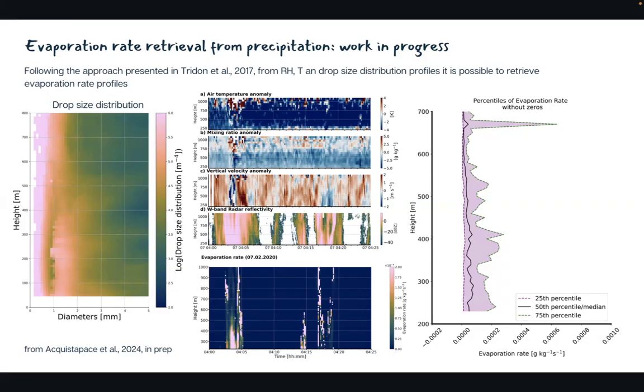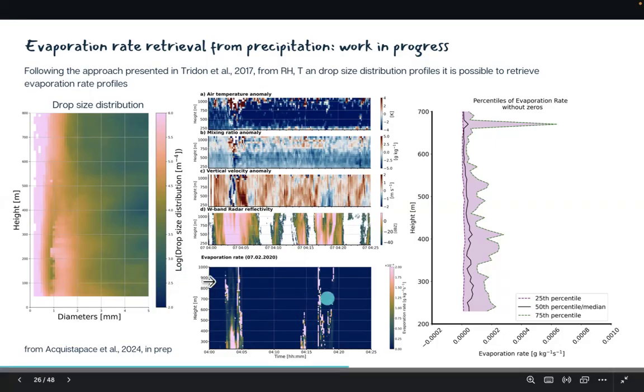We can thus correct the drop size distribution for vertical velocity and then combine these observations to retrieve an evaporation rate profile. So here on the bottom, you can see our first case study in which we were able to retrieve this evaporation rate.